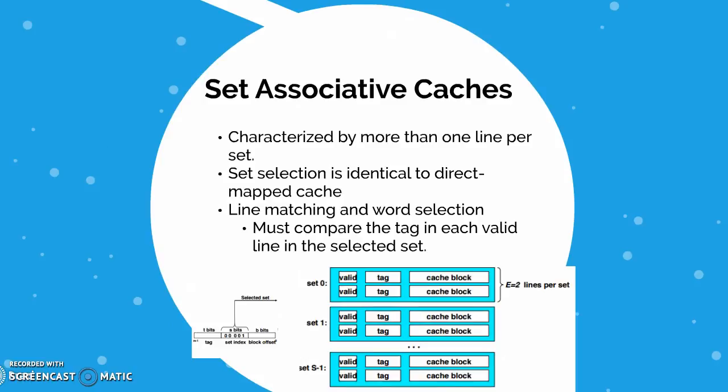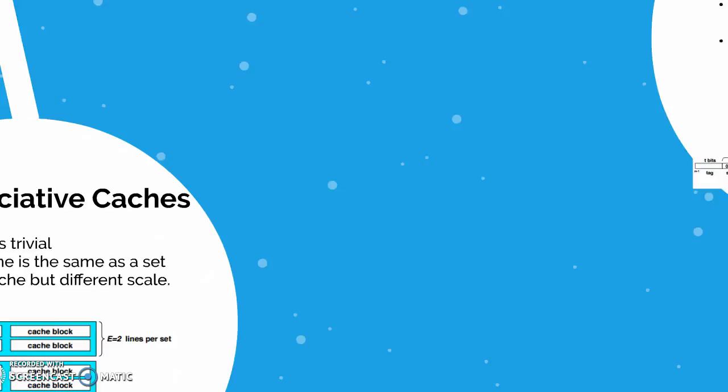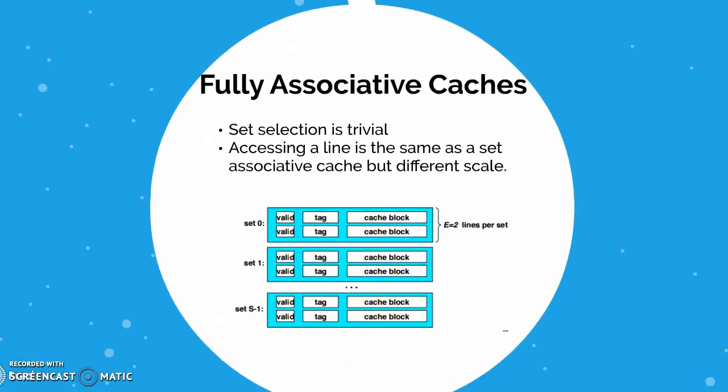Set associative caches are characterized by more than one line per set. Set selection is identical to the direct map cache. Line matching and word selection must be done by comparing the tag in each valid line in the selected set. In fully associative caches, set selection is trivial, and accessing a line is the same as in a set associative cache, but at a different scale.